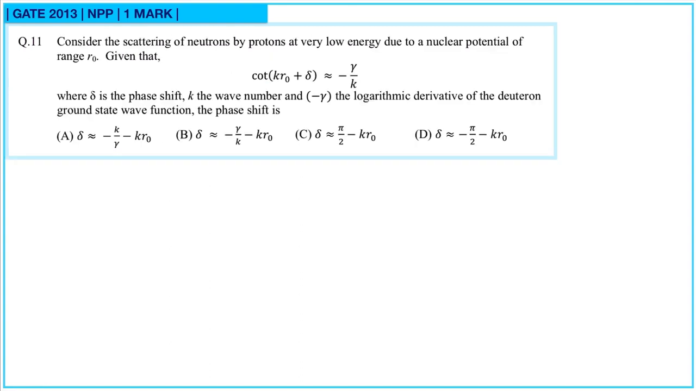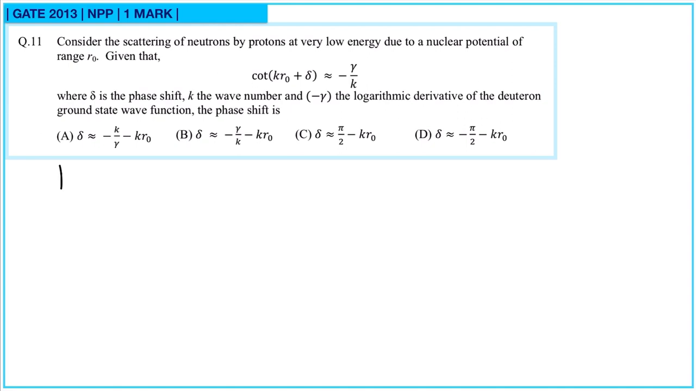Next question. Consider the scattering of neutrons by protons at very low energy due to nuclear potential of range R0, given that cot of (k R0 plus delta) is nearly equal to minus gamma by k, where delta is the phase shift and k is wave number and minus gamma is the logarithmic derivative of the deuteron ground state wave function. The phase shift is.